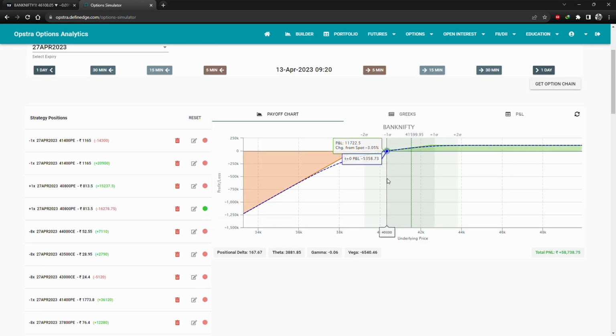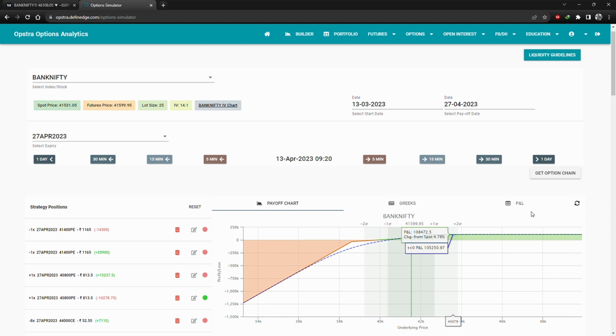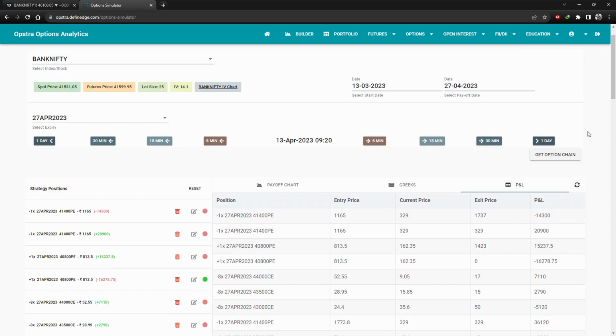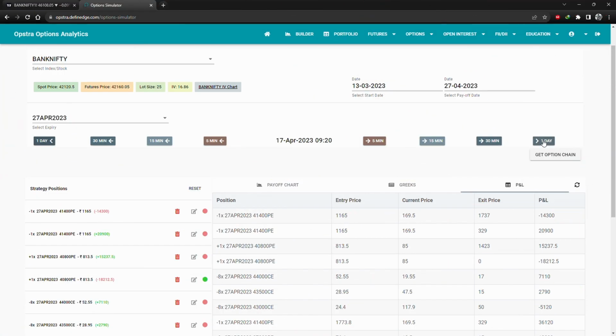Now after the adjustment, this is how our payoff chart will look. As we can see, even if the market goes up again with very good momentum, we are still able to adjust and we are still going to get more profit. So our maximum profit is 1 lakh rupees, 8,472 rupees. Let's move on to our next day.